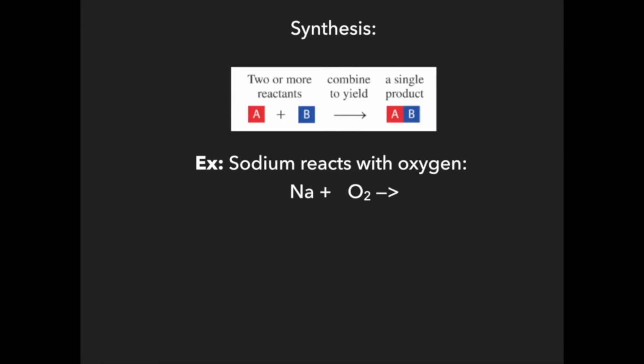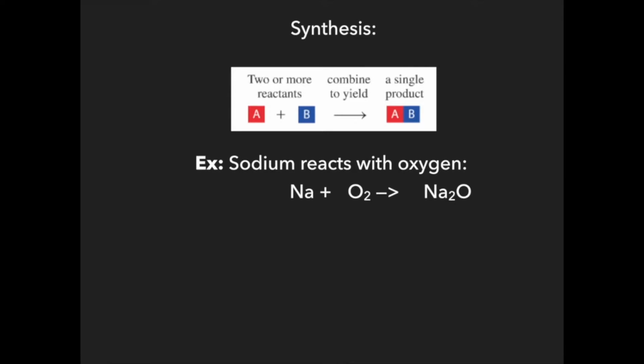Okay? So these guys are going to combine together, sodium and oxygen are going to combine together to form one compound. Well, if I take a metal and combine it with a non-metal, that's going to form an ionic compound. So to create the formula for this ionic compound, I need to cross charges. So sodium has a +1 charge, oxygen has a -2 charge, so the formula for this would be Na2O. And that's all there is to a synthesis reaction.